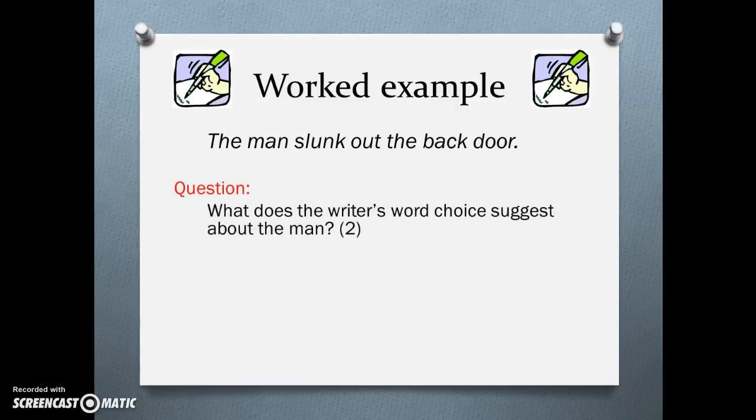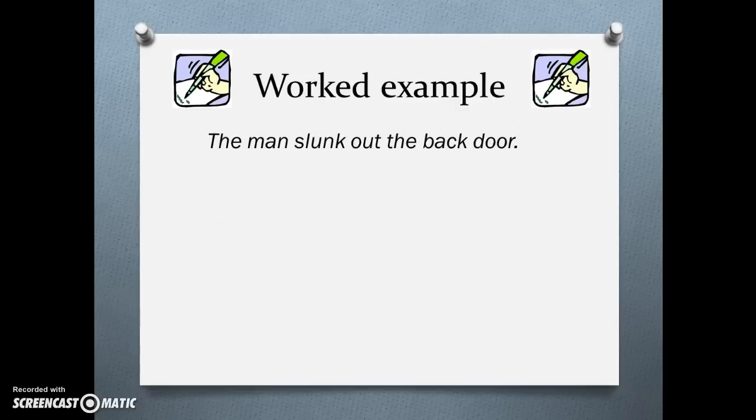Here's our question. It says, what does the writer's word choice suggest about the man? Well, already that word slunk is telling me a lot about him. It tells me that maybe he is trying to avoid someone. Maybe he's being a little bit sneaky. So I'm going to use the word slunk in my answer. So, thinking about step 1, I'm going to identify my word. Check, I've identified slunk. I'm going to quote it. So here we go, the word slunk.